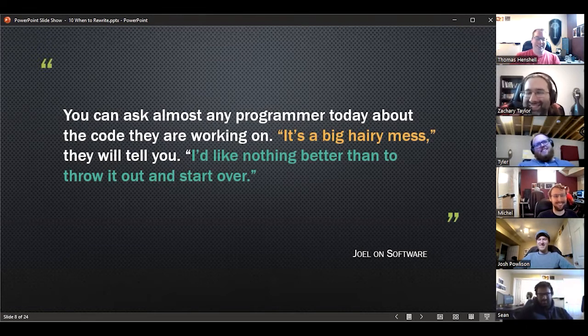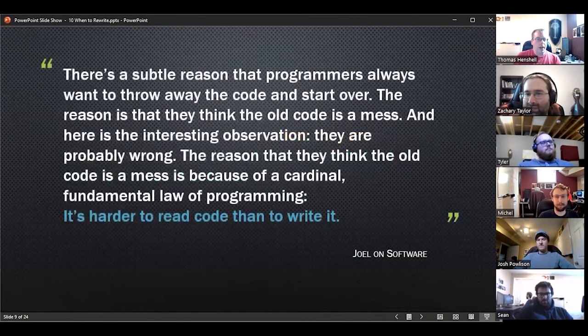There you go. Okay, so this is the natural inclination. Again, this is why maybe you didn't see as much sympathy coming from me, because the first thing is all programmers complain about legacy code, and all programmers would rather throw out code and start over. Okay, so there's a subtle reason that programmers always want to throw away the code and start over. The reason is that they think the old code is a mess.